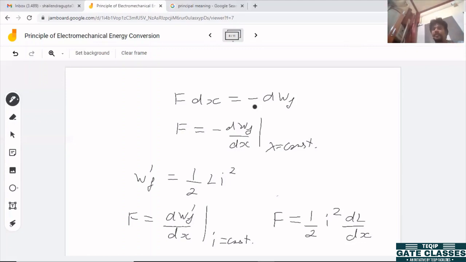And how can the inductance be increased? We can see inductance is equal to n square upon reluctance. It is inversely proportional to the reluctance. So n you cannot change. So what will the system try? It will try to decrease the reluctance. And how can it decrease the reluctance? Just by decreasing the air gap length. So the force will be applied on the plunger so as to decrease the air gap length.